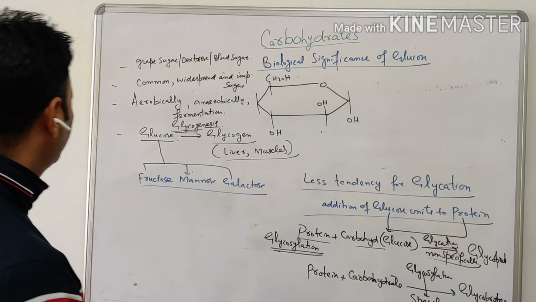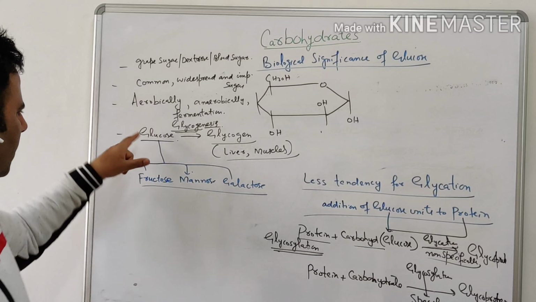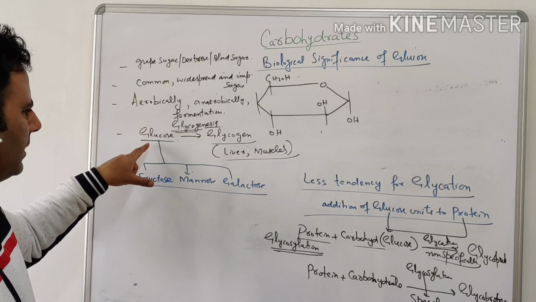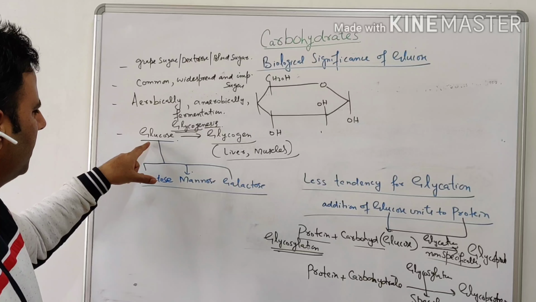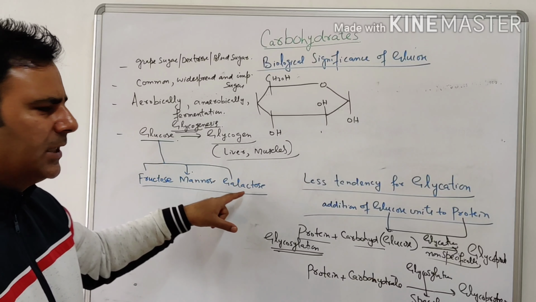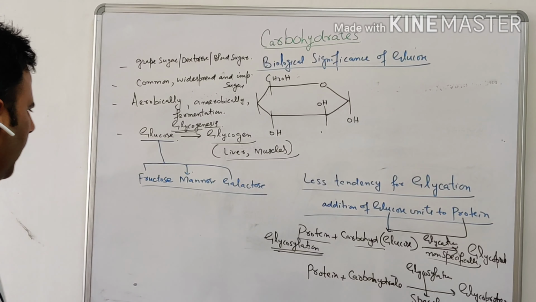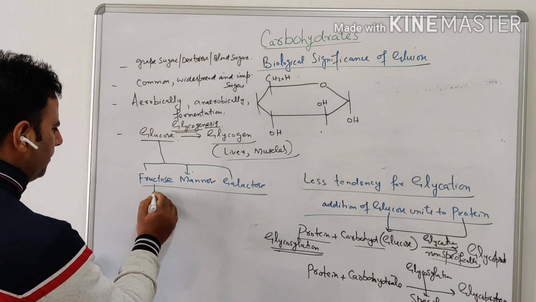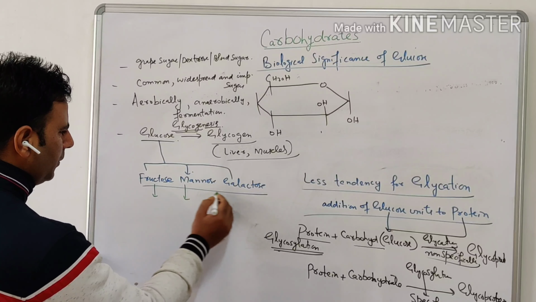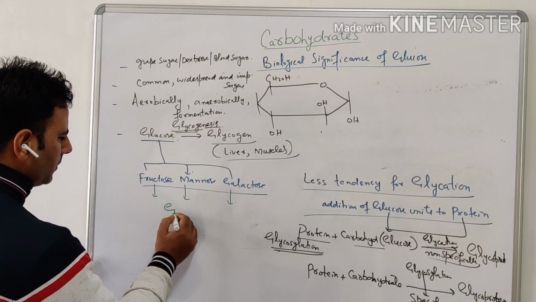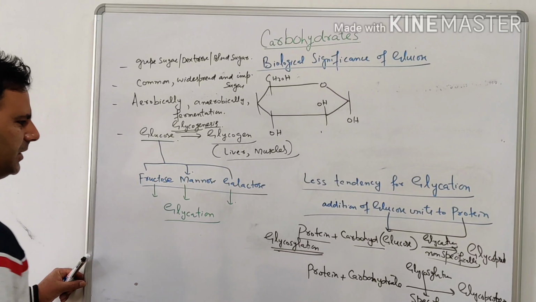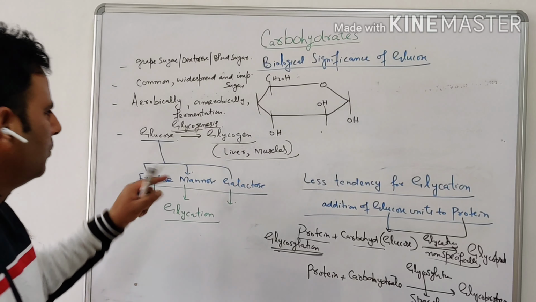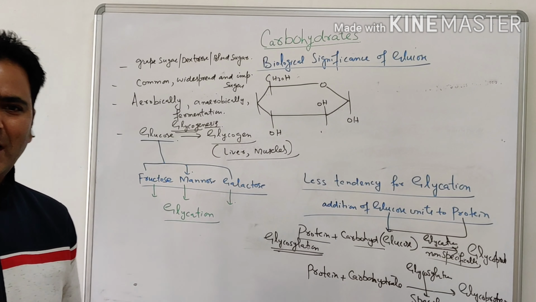So this is one more thing I told you about glucose. My question was, why is glucose the main respiratory fuel, why not fructose, mannose and galactose? Yes, this was the question. If we see the tendency of fructose, mannose and galactose for the process of glycation, it is many times more than glucose.